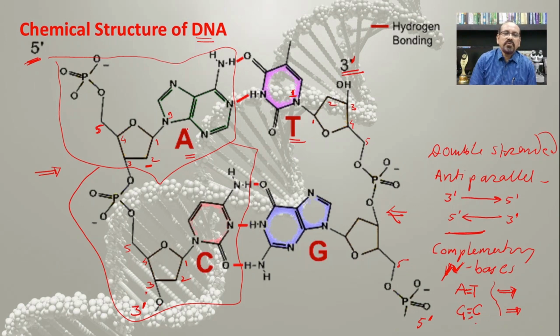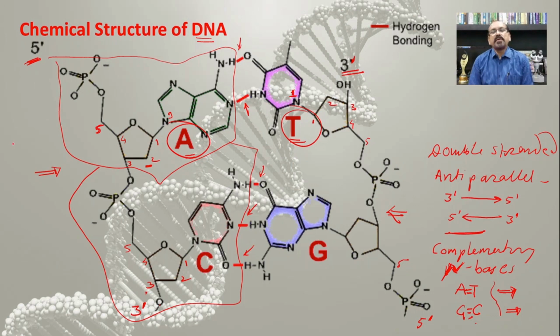Here you are also able to see that in between adenine and thymine there are 2 hydrogen bonds, and in between guanine and cytosine there are 3 hydrogen bonds. It means that the two strands, which are antiparallel to each other, are held together or joined with each other by the formation of hydrogen bonds in between the complementary nitrogen bases.